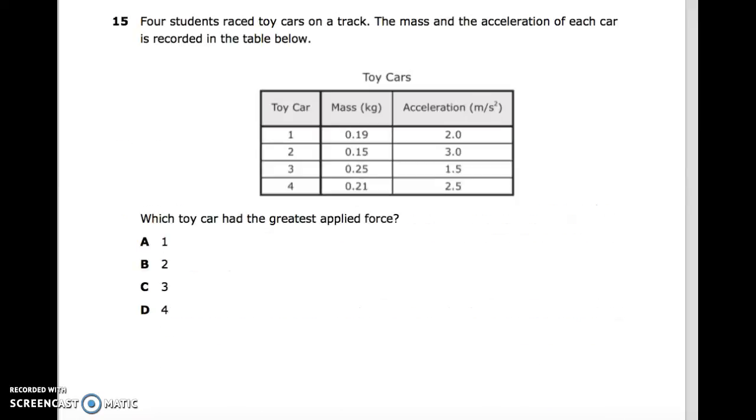15. Four students raced toy cars on a track. The mass and the acceleration of each car is recorded in the table below. Toy cars, toy car, mass in kilograms, acceleration. Which toy car had the greatest applied force?